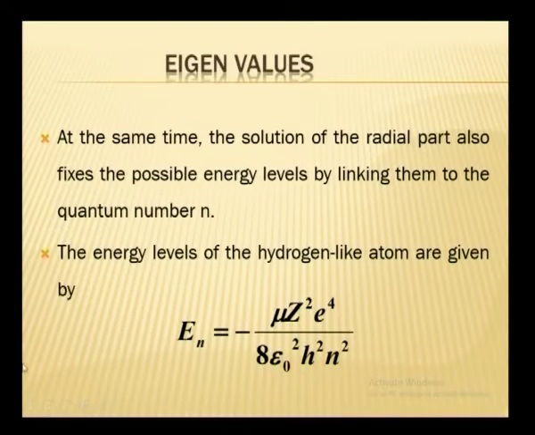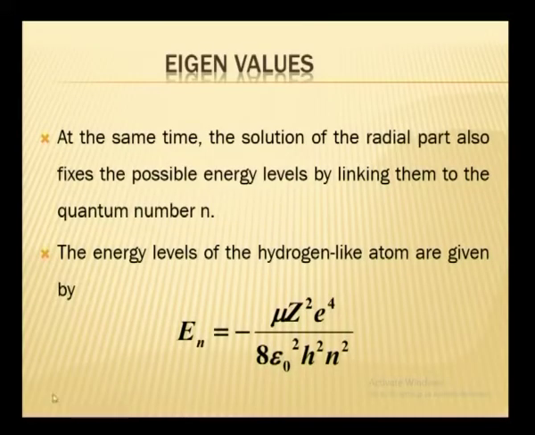The final result will come in this form: E suffix n. n is the quantum level, the energy level. n equal to 1 is the lowest level, then 2, 3. n equal to 1 refers to the electron in the first orbit or the first shell, the K shell. Then n equal to 2 is the next shell. The important point is that E_n depends upon many parameters: mu, the reduced mass, which depends upon the mass of the electron and the mass of the proton.